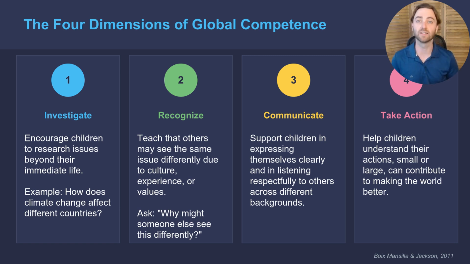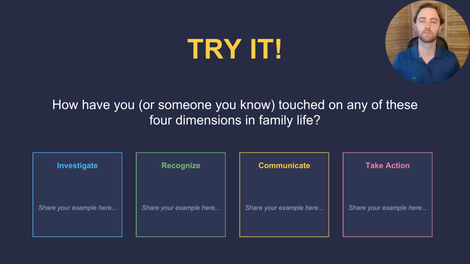Third is communicate. Help children to express themselves clearly and also to listen, to adjust how they talk depending on who they are talking to. This is a skill and it takes practice. And lastly is to take action. Help children understand that their actions, however small, can make a difference. Choosing to help a neighbor, participating in a community cleanup, reducing waste at home, these connect to a larger global challenge in ways that are worth naming.